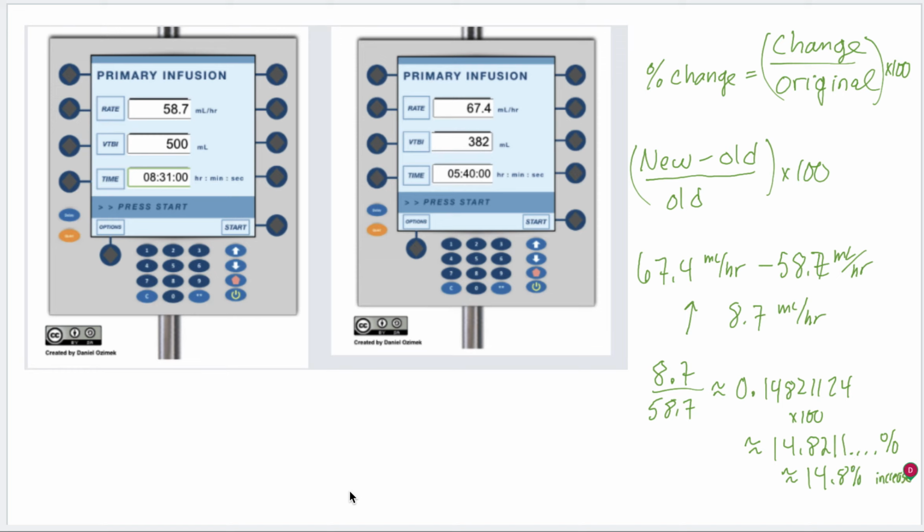So the key here is to remember to calculate the change first. You can do this all at once if you'd like, but I like to calculate the change first to give me an idea: did the value increase or decrease? Divide that by the original value, making sure to turn that decimal into a percent.